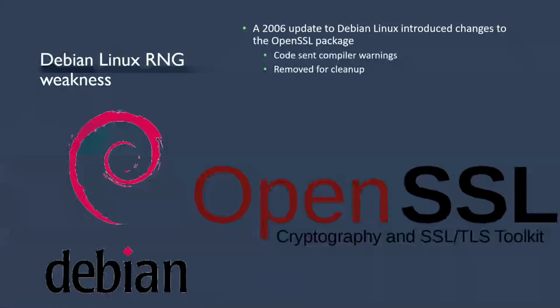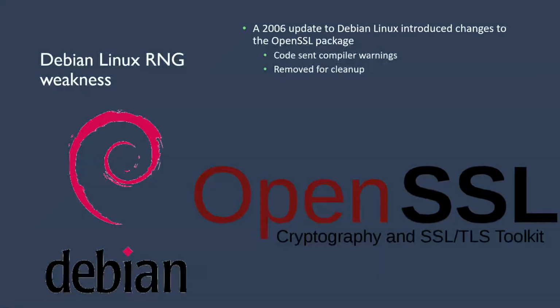A second vulnerability that we're going to look at comes from a Debian Linux release. In 2006, they released one that had some changes to the OpenSSL package. Now, the OpenSSL package is a package that takes care of generating random keys for the system, things like SSH keys, OpenVPN keys, as well as session keys for SSL connections. A lot of random keys are generated from this package.